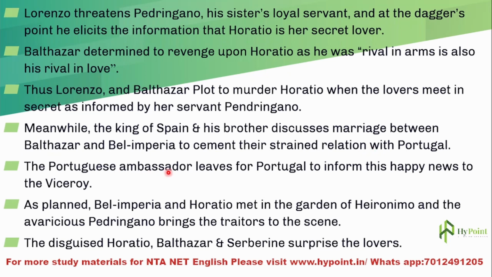The Portuguese ambassador leaves for Portugal to inform the viceroy of this happy news. And as planned, Bellimperia and Horatio meet in the garden of Hieronimo, and the avaricious Pedrigano brings the traitors to the scene. So what happens?